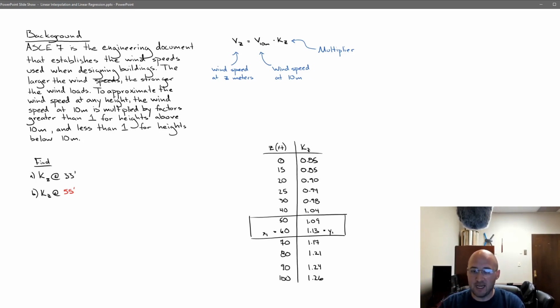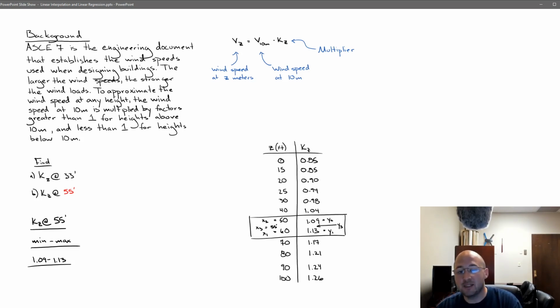My second set is going to be my x1, y1. My first set, 50 and 1.09, that's my x2, y2. I'm looking for a kz at 55 feet, so that's my x3, 55, and knowing that somewhere in there between 1.09 and 1.13 is going to reside my kz at 55 feet, or my y3. Again, we're just going to throw it all up there. I have y2 minus y1, so 1.09 minus 1.13 over my x2 minus x1, 50 minus 60. That equals my y3 minus y1, my unknown minus 1.13, over my x3 minus x1, which is 55 minus 60.